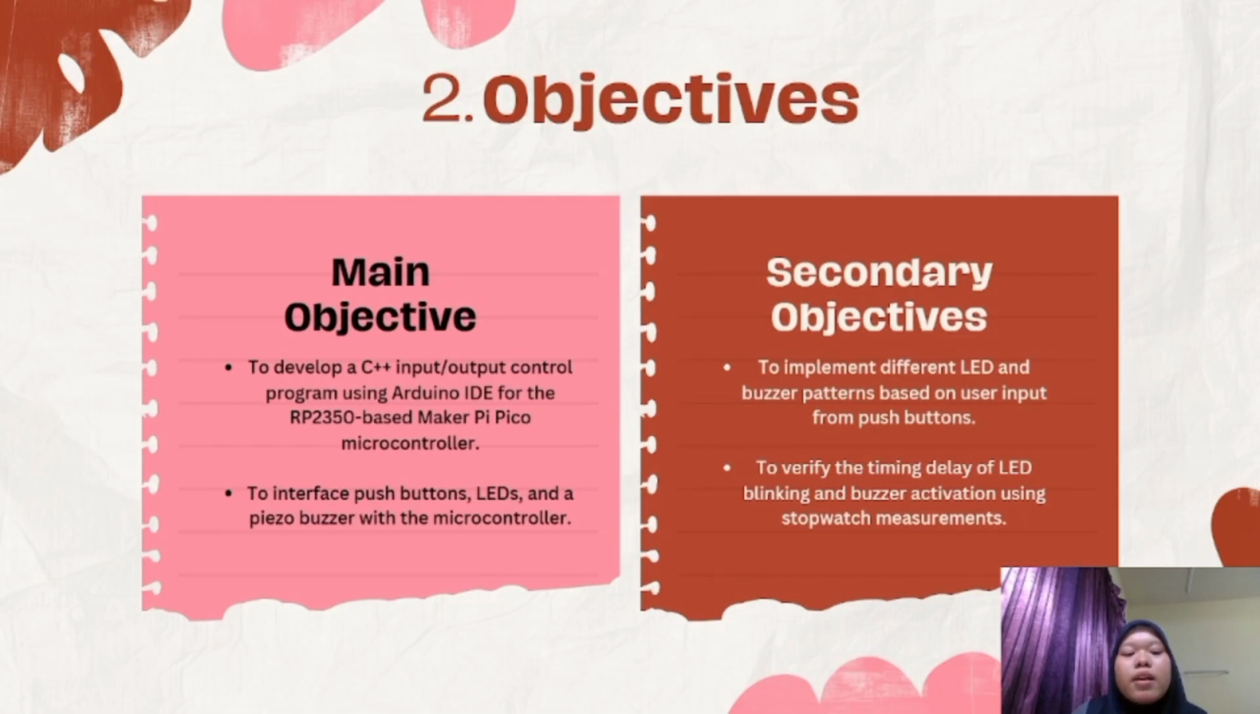The secondary objective is to verify the timing delay of LED blinking and buzzer activations using stopwatch measurement. This helps ensure that the program delay matches the actual system performance and confirms the accuracy of the program. Overall, these objectives help us to understand the fundamentals of microcontroller programming, hardware interfacing, and timing control in embedded systems.